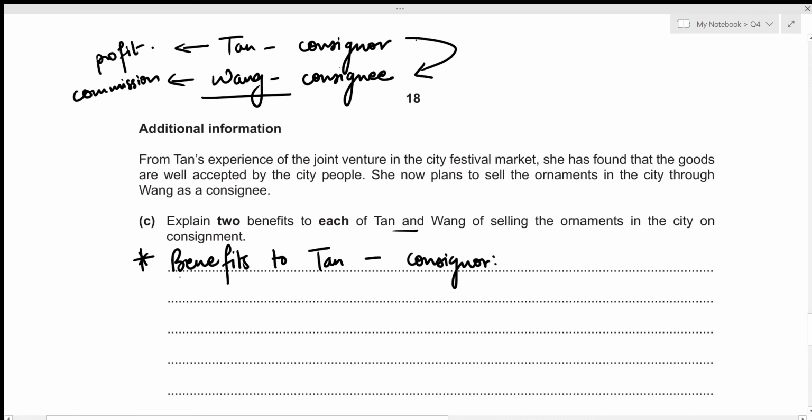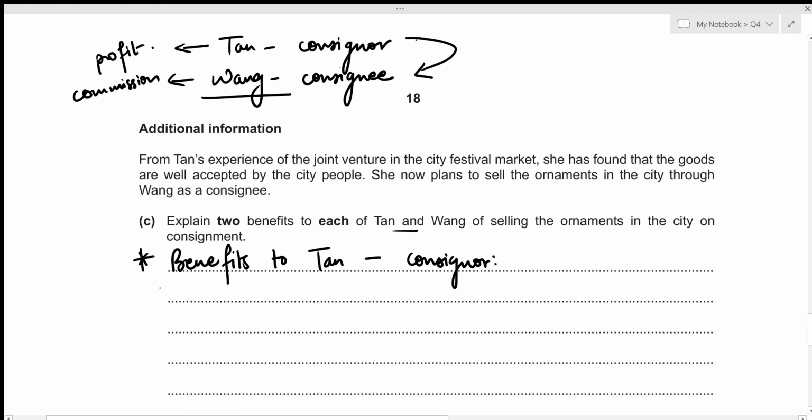So what we know is that from the experience of joint venture in the city festival market, Tan is willing to sell her goods to the city people, right? So the benefit that she gets is to explore a new market in the city with long-term prospect. Because joint venture, as we said before, is of temporary nature. So once the project is finished, she stopped it. But in case of the consignment, consignment can be a long-term project, right?